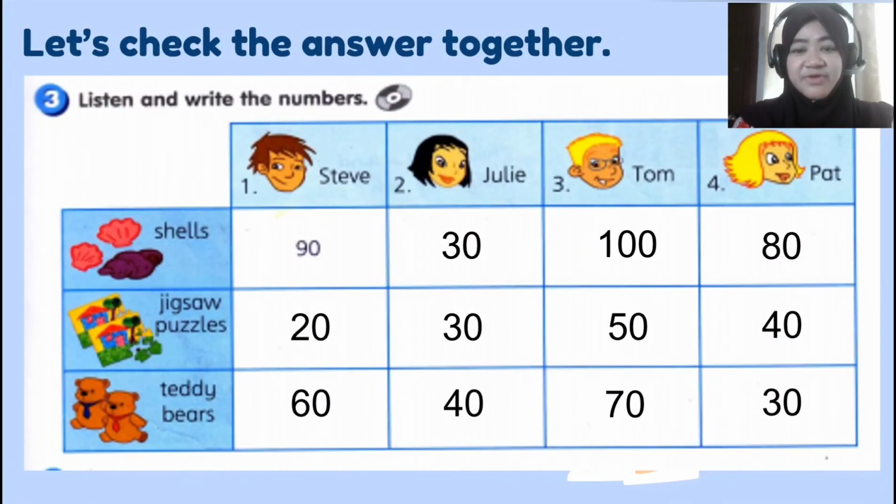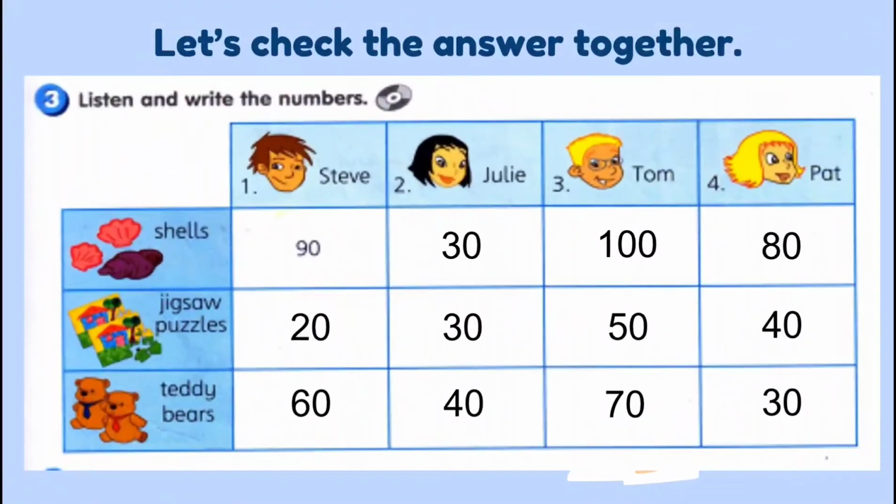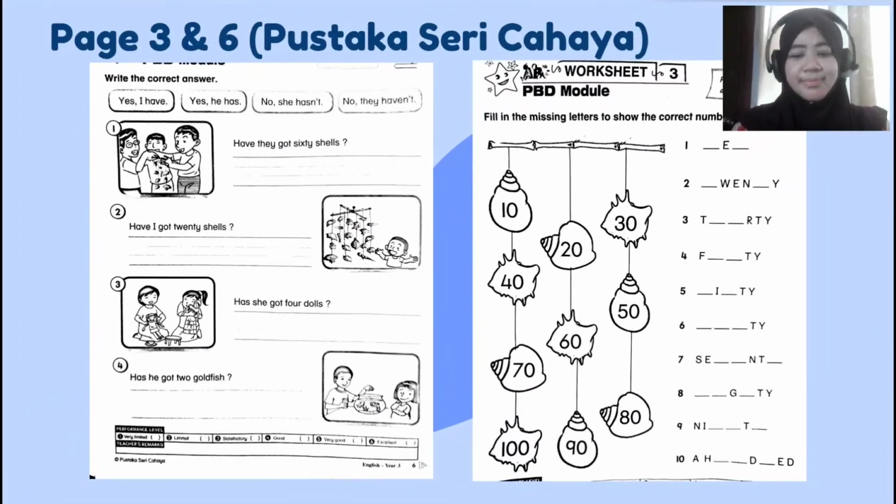Have you finished filling the table? Now check the answer that I have provided for you. Okay, before we end the class, I want you to answer and finish up pages 3 and 6 in the Pustaka Sri Cahaya workbook and submit it in your Google Classroom.